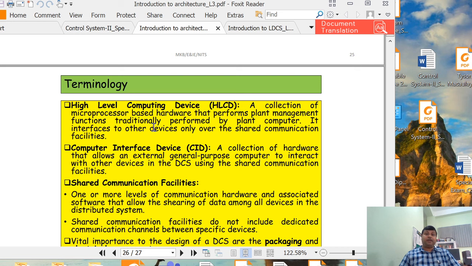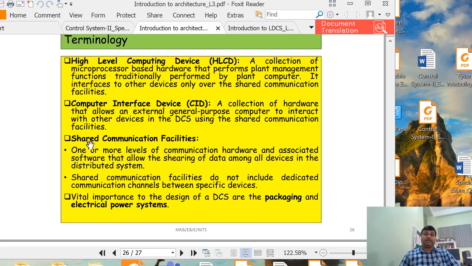And so here, one important thing you can observe is that along with all these components, the most important thing is the shared communication facility. So that's why in this course we will focus on industrial communication systems, that is, with the shared communication facility, what are the communication standards available in the industry; we are also going to discuss that in this course. So what is the use of shared communication facilities? One or more levels of communication hardware and associated software that allow the sharing of data among all devices in the distributed system. Shared communication facilities do not include dedicated communication channels between specific devices, meaning it is shared among all the devices present in the architecture of the DCS.